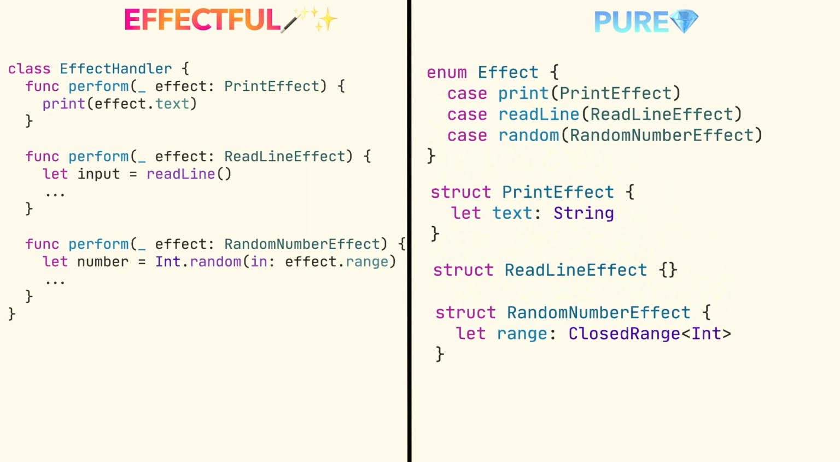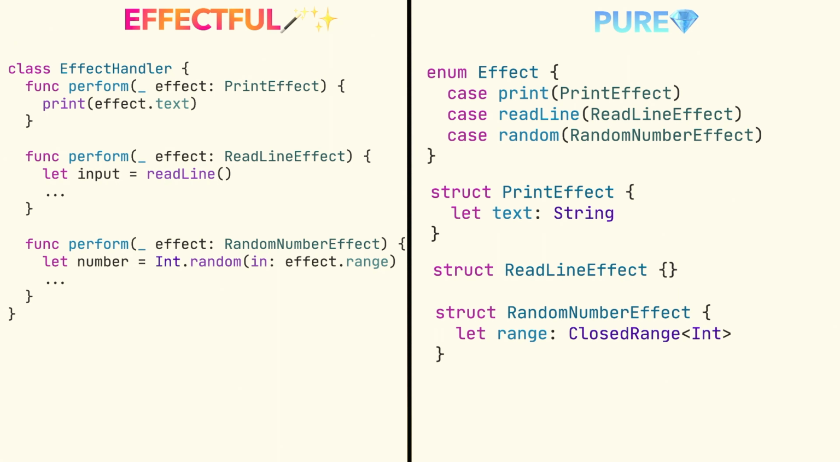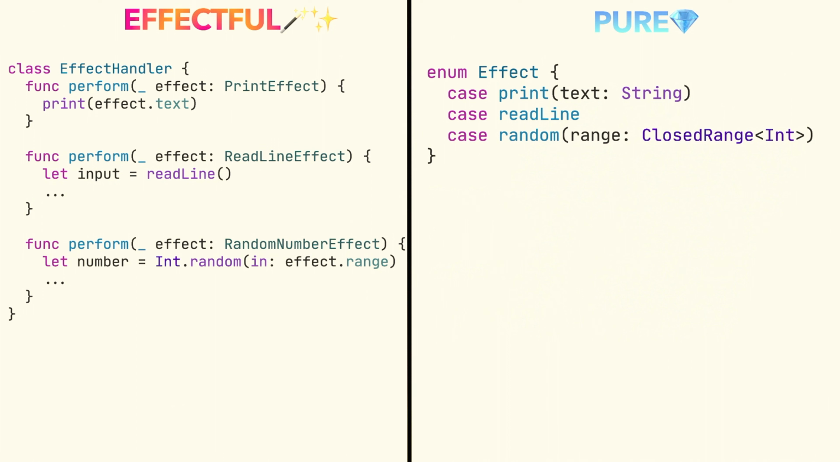But what we really want is to unify these effects under a single type, and an enum with associated values is a perfect fit for this. Now, of course, enum cases already provide discriminators for different effects, so we don't really need those separate types.